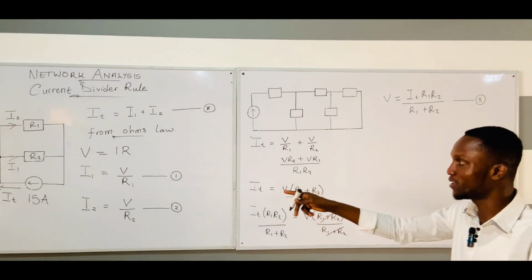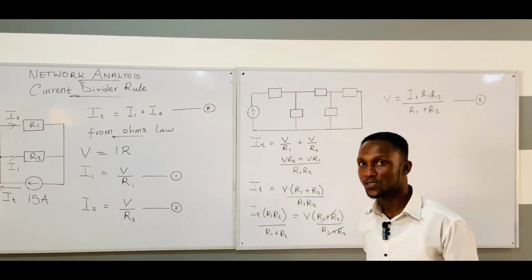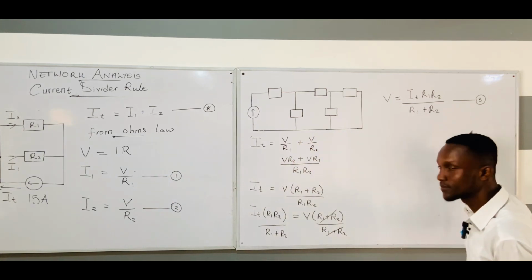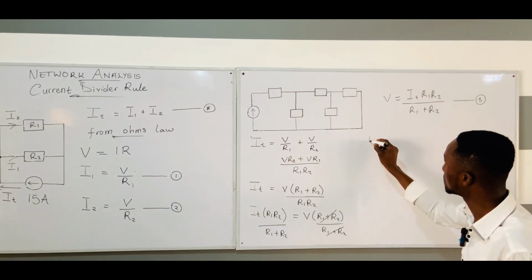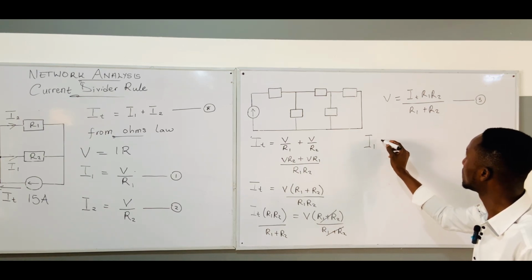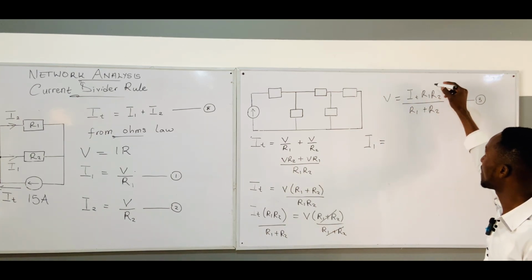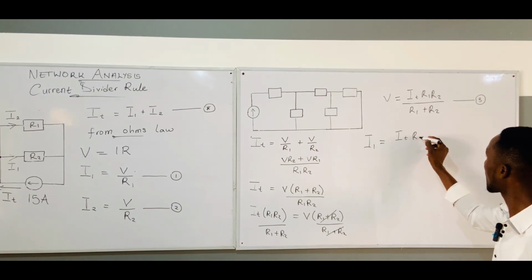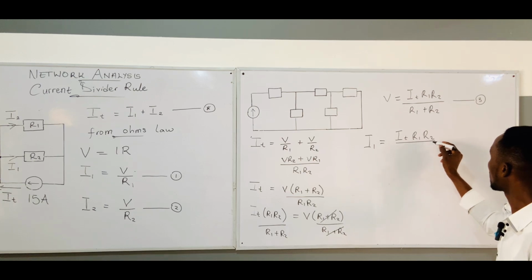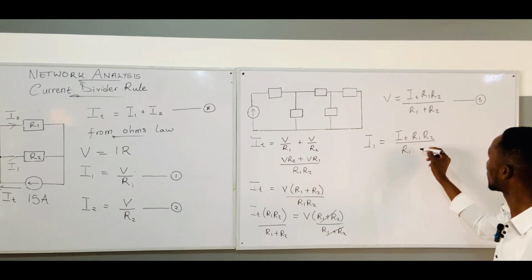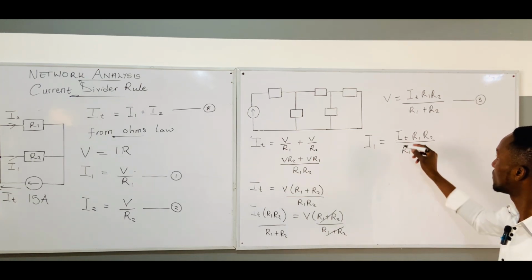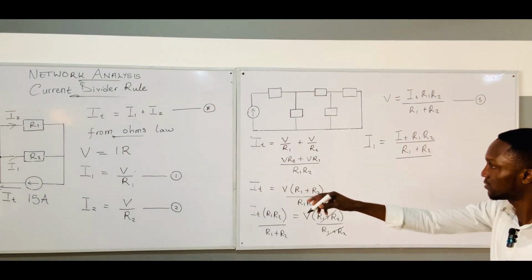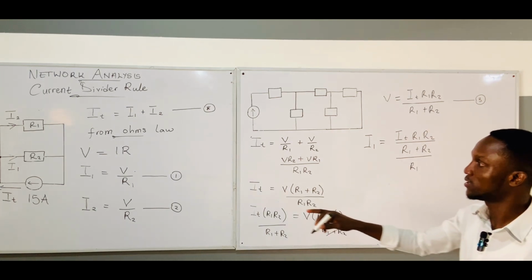Now let's go back to the original equation. Let's take the first one, equation 1. Wherever you see V, put equation 3. And let's see what will happen. So from equation 1, we have our I1 equals V, which stands for everything we have here. So I'll write it as my IT R1 R2 all over R1 plus R2. This represents the V. Then divided by what? Our R1, which is here.